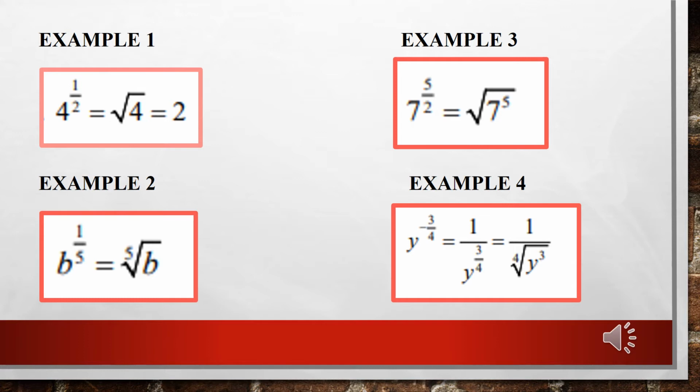If you look at example 4, it's possible to have a negative fractional index, such as y to the power of negative 3 over 4. If fractional indices involve a negative, we write it with a denominator, which turns the negative into a positive.